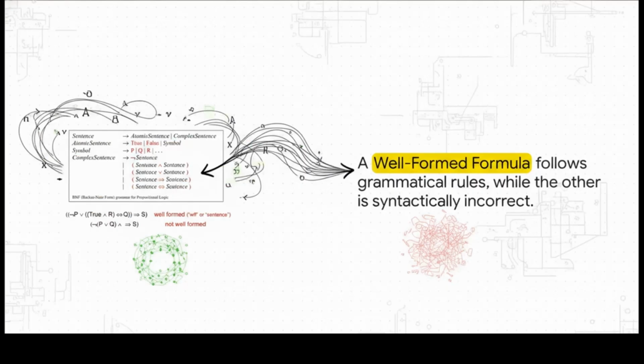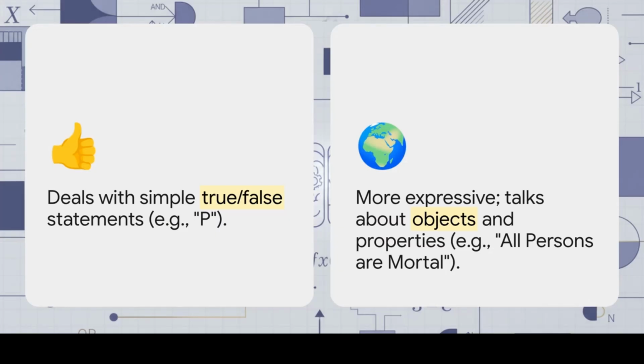But, just like any language, you can't just mash symbols together randomly and expect it to make sense. A statement has to follow the grammar rules to be meaningful. And in logic, we call a grammatically correct sentence a well-formed formula, or WFF for short. So, the example you see on top, that's a valid sentence our AI can totally understand. The one on the bottom? Yeah, that's just nonsense.